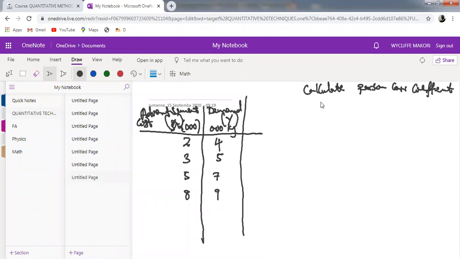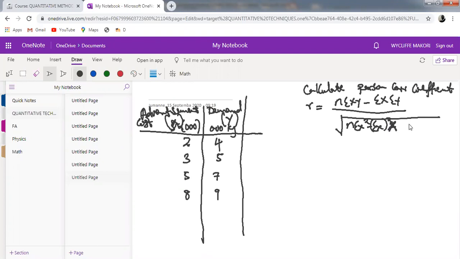So what you need to know is that you are told to calculate the value of R, which we have said is given by n summation of xy minus summation of x summation of y, over, you must remember to put this big square root of n summation of x squared minus summation of x into bracket squared, times, not minus but multiplication here, n summation of y squared minus summation of y into bracket squared.